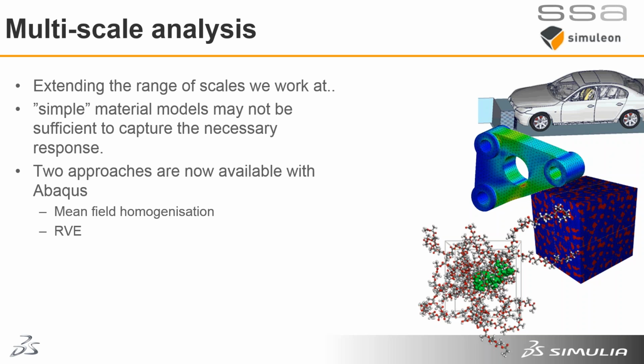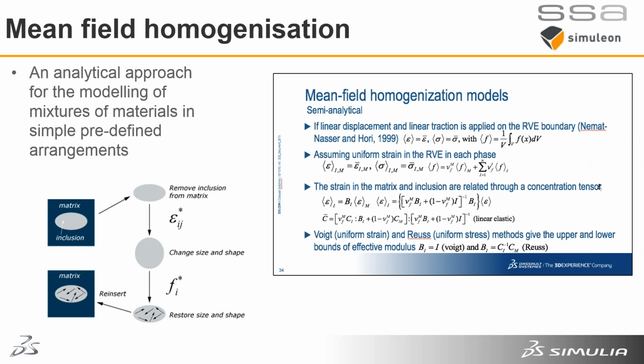So essentially the multi-scale analysis I'm going to look at now is about extending from simple, in inverted commas, material models to material modeling approaches which allow us to consider combinations of materials that are like composites and fiber reinforced plastics and some biomaterials. And essentially 2017 brings us two approaches for modeling that. We've got a thing called mean field homogenisation.